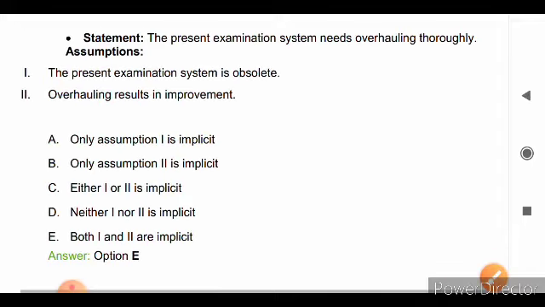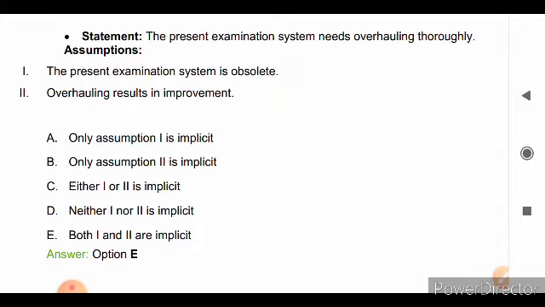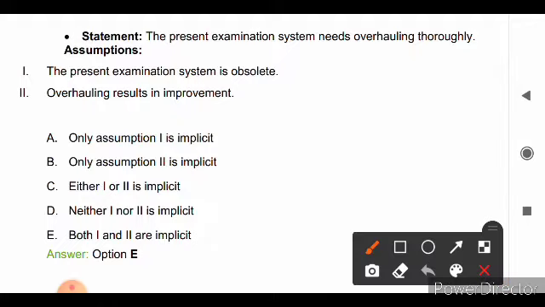Next question. Statement: The present examination system needs overhauling thoroughly. Assumption 1: The present examination system is obsolete. Assumption 2: Overhauling results in improvement. So overhauling is needed only in case of an obsolete system, so we can say 1 is implicit, and overhauling is done for improvement is also important. So we can say assumption 2 is implicit. So the right answer of this question is option E, both 1 and 2 are implicit.